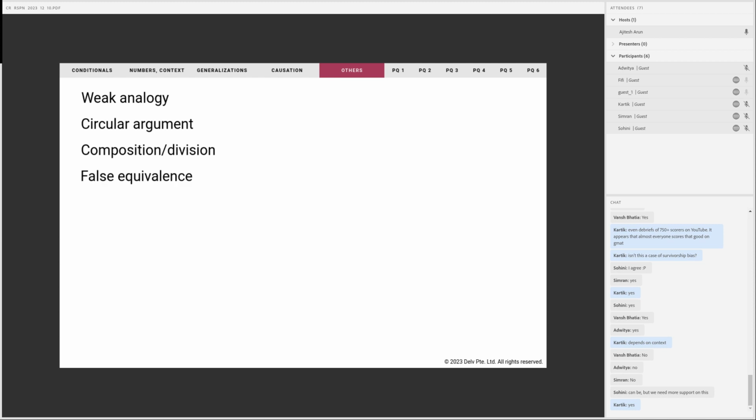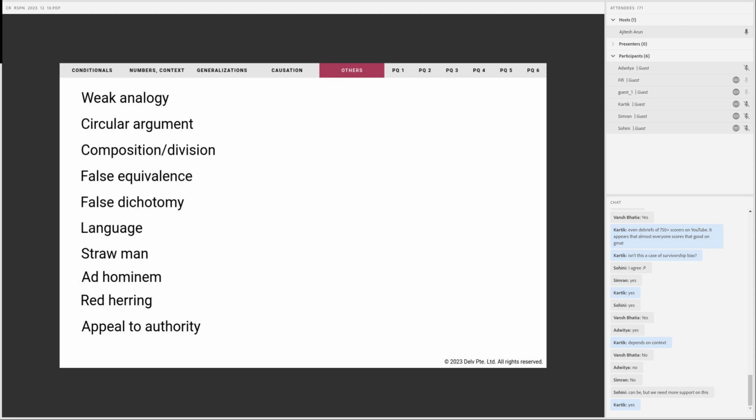Now, a few more of these are there. I'm going to put them up over here, right? But we're not going to discuss these in detail. We can discuss these later. You can ask me about these. I can help you out, or you can look them up on your own. But for now, we're going to move on to practice questions.